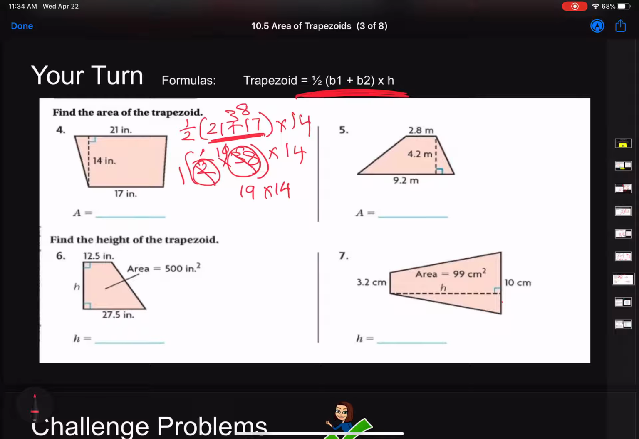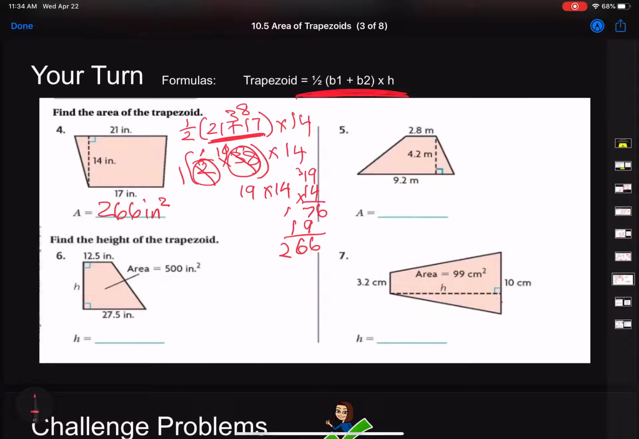So if I go 19 times 14, okay, 4 times 9, that's 36. 4 times 1 plus 3, that's going to be 7. 1 times 9, that's 9. 1 times 1, 1. And we're going to get 266. So that's our area, 266 inches squared.